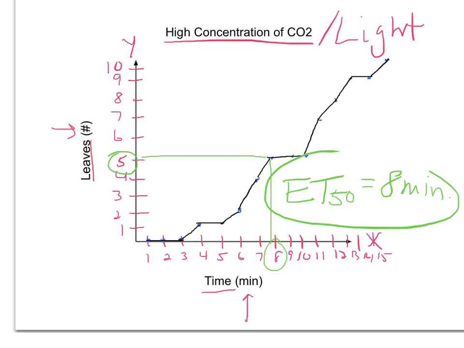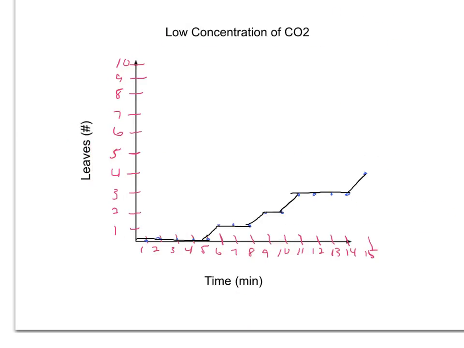Now when we look at the low concentration or low light intensity graph, we notice something interesting. When we look at 50% of the leaves we used here, which again is 5, and we draw a straight line, we don't hit our graph. Now keep in mind that's not perfectly straight, but either way, we would never hit our graph because if you look at the data, 5 leaves never float, not at least within the 15 minutes that we recorded. So what that tells us is that when we create our vertical line, our ET50 value is greater than 15 minutes.